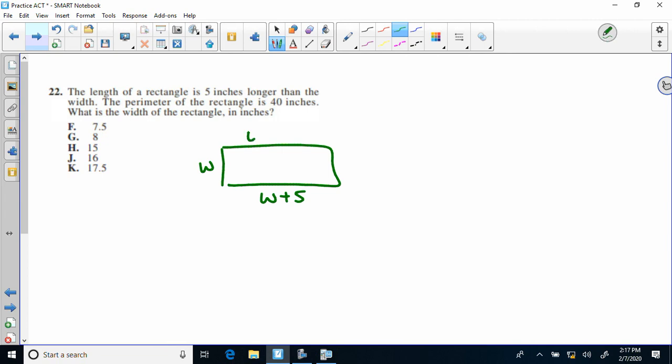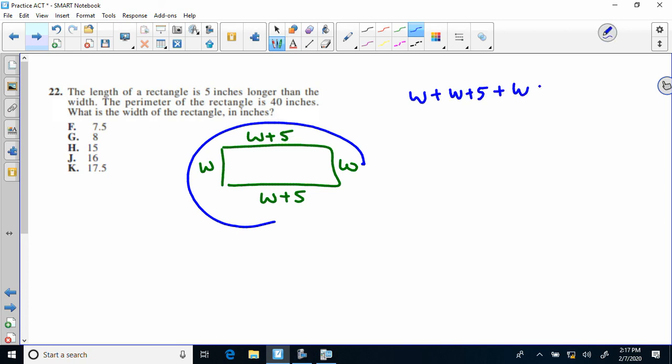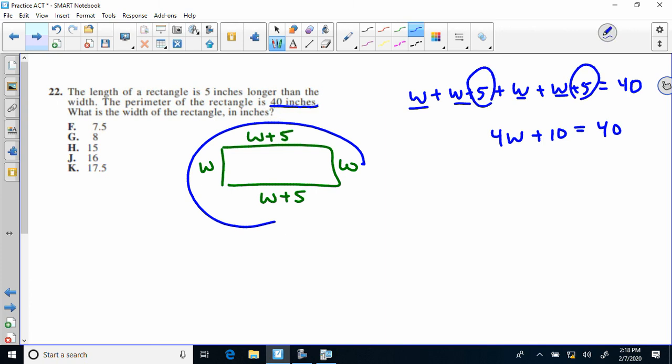So it's a rectangle, so we know the top is also W plus 5, and we know that the other side is W as well. So perimeter is going all the way around. So if I started with this W and go around and add every single side, you'd have W plus 5 plus another W plus 5. The perimeter was 40. They told you if we went all the way around, the perimeter was 40. So that means you have 1, 2, 3, 4 W's plus 10 equals 40. The 10 came from 5 and 5 to get 10.